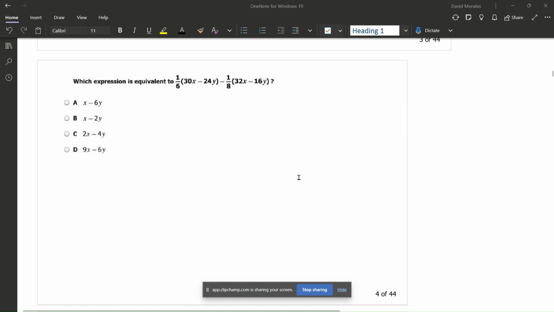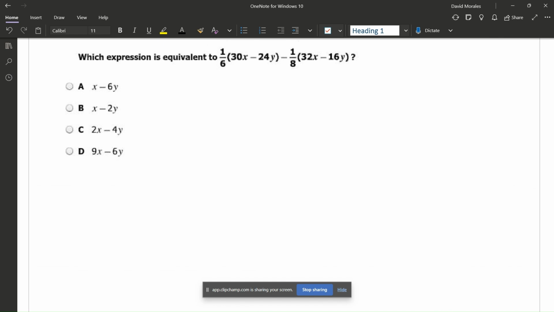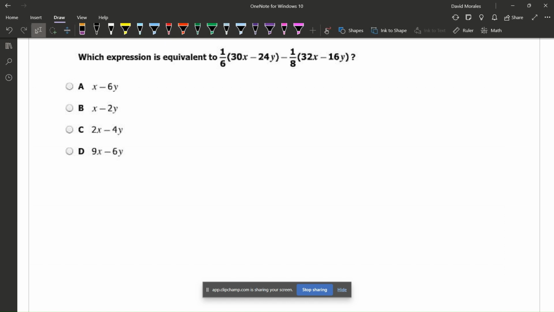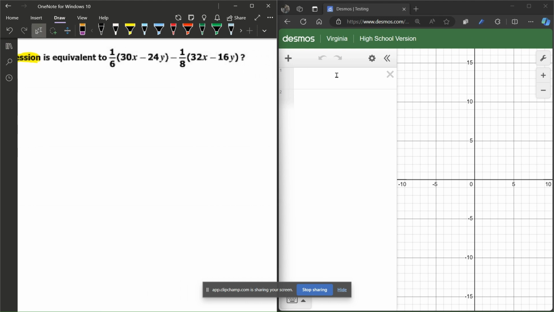Okay. It says, what expression is equivalent to this? Anytime you see the word expression or the words simplify, you cannot use X or Y on DESMOS. You have to use A and B. So let me go ahead and split screen this so that I can show DESMOS, and you type in this very question.